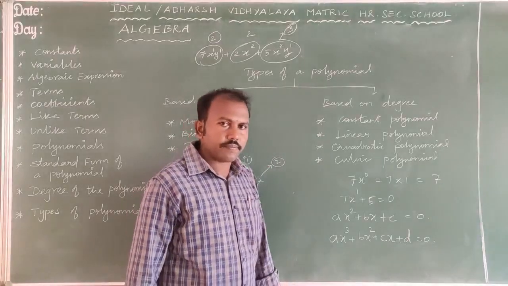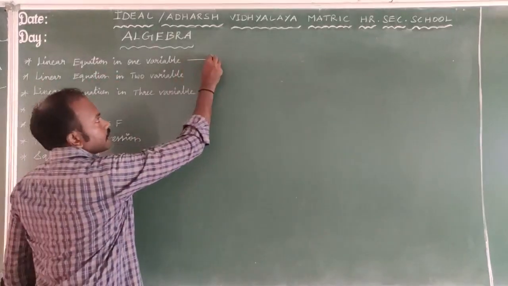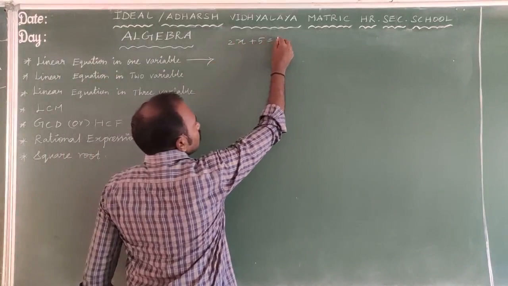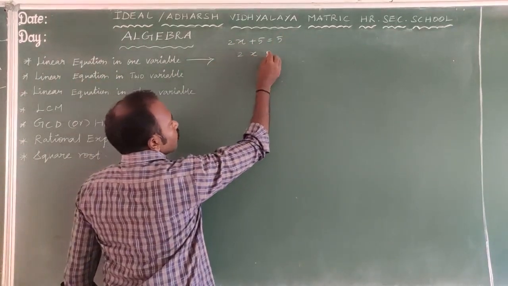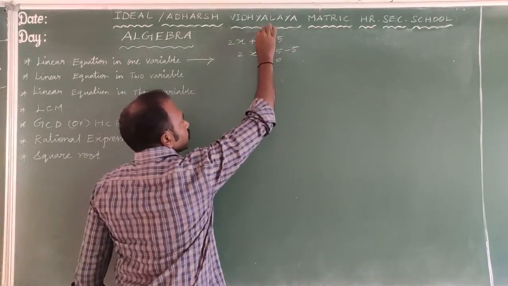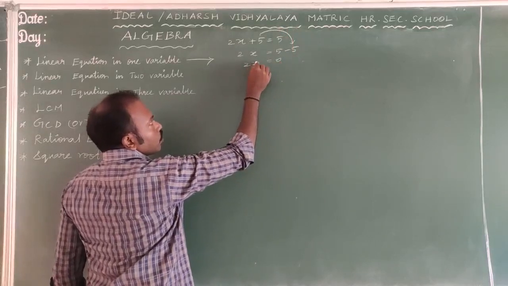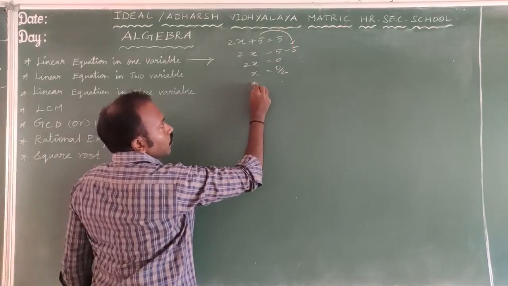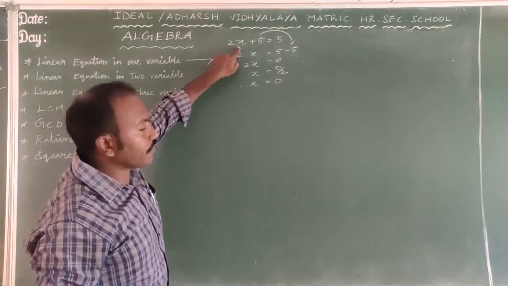That's all. Next, linear equation in one variable. That is 2x plus 5 is equal to 5. Then 2x is equal to 5 minus 5, that is equal to 0. Plus 5 shifts to the right hand side as minus 5. Then 5 minus 5 is 0. Then 2x is equal to 0, x is equal to 0 by 2. Therefore, x is equal to 0. That is a linear equation in one variable.